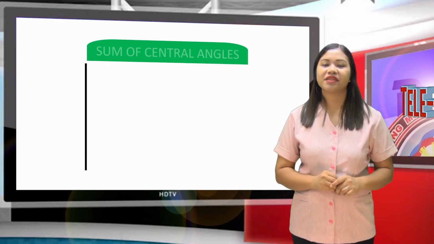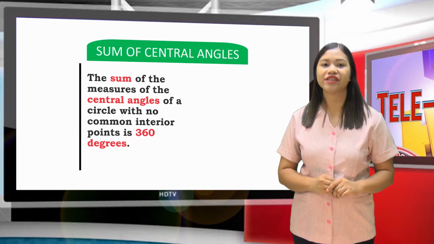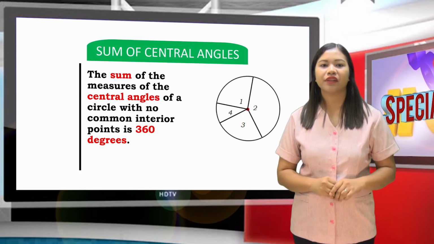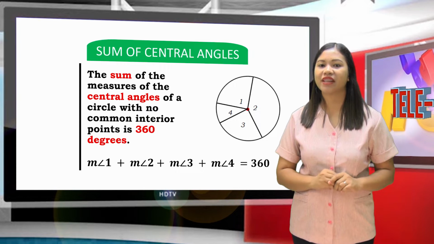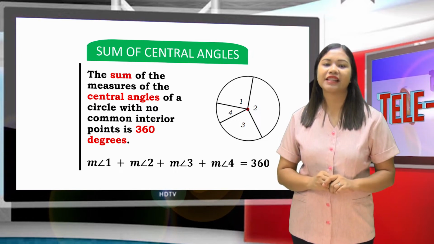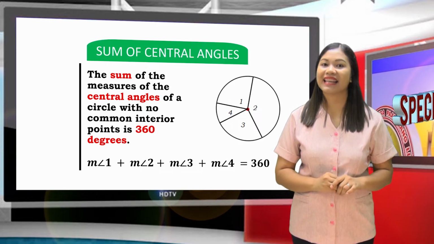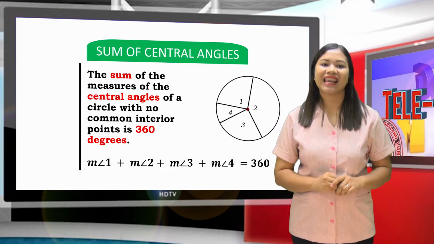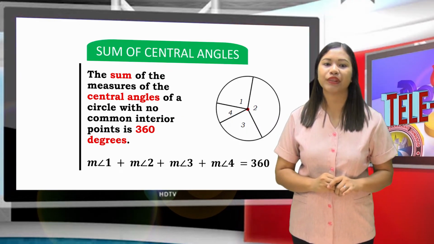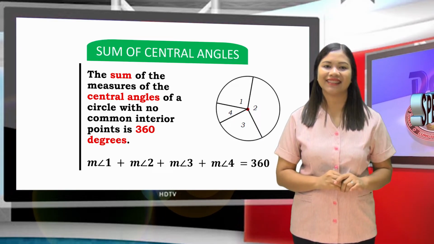After learning the terms related to circle, let us now discuss the relations among chords, arcs, central angles, and inscribed angles. The first one is the sum of central angles. The sum of the measures of the central angles of a circle with no common interior points is 360 degrees. In this figure, the sum of the measures of the angles 1, 2, 3, 4 is 360.